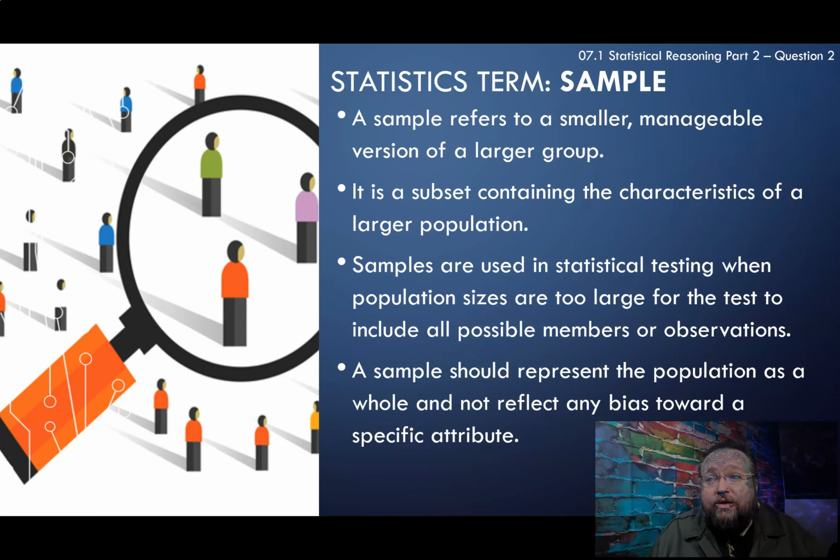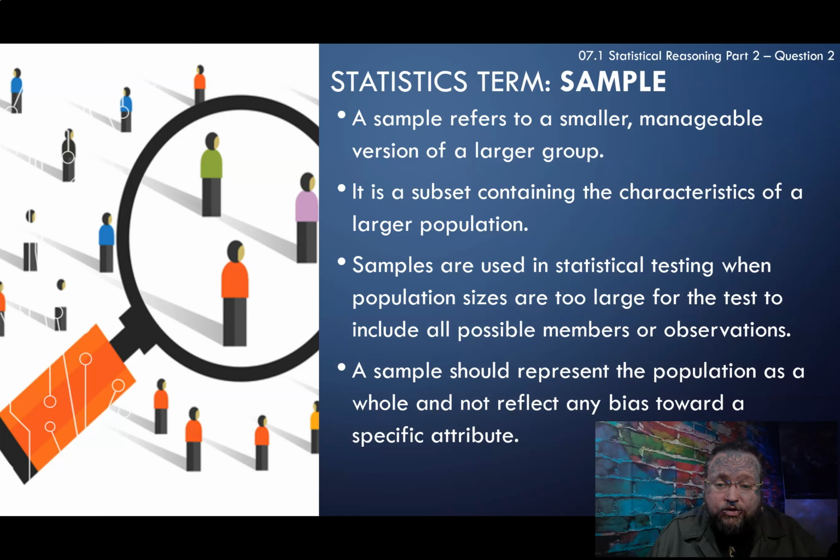So this is where we get to another term that's very important: sample, or statistical sample. A sample refers to a smaller, manageable version of a larger group. And generally this means that larger group is coming from your population. So you identify the population that relates to your project, and then you want to decide, okay, can I review all of those entities? Well, if yes, then go ahead with that.